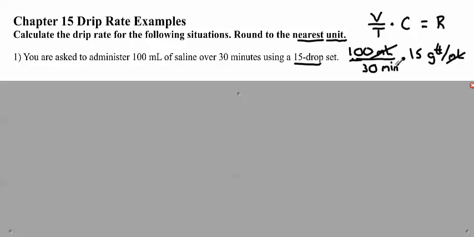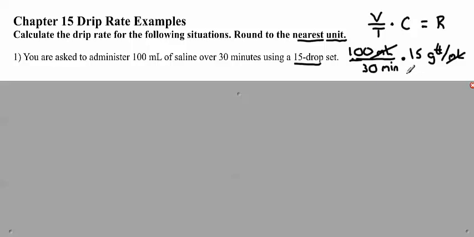And at this point, you can either multiply and then divide, or you could divide and then multiply. One thing you don't want to do is do any rounding until the very, very end. You don't want to go 100 divided by 30 and get a decimal and round that decimal and then multiply the rounded decimal by 15. You do not want to do that. So if I multiply 100 times 15, I get 1500. And then divide that by 30, and you'll get 50 drops per minute.